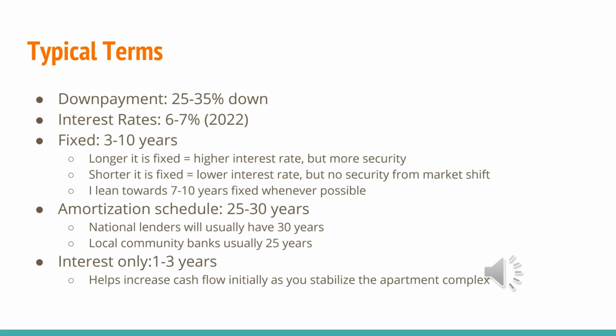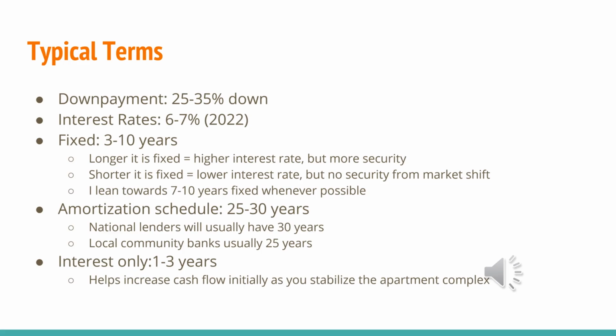So let's go over the typical terms for a commercial loan. Down payments are going to be higher, right? 25 to 35% down. In 2022 with the higher interest rates, you might have to put 35% down just to give the bank a little extra security. And the interest rates are 6 to 7% right now in 2022. I was able to lock in around 4.3 in 2021.